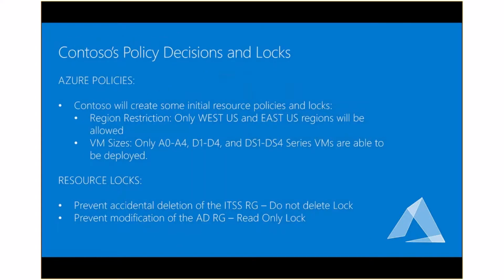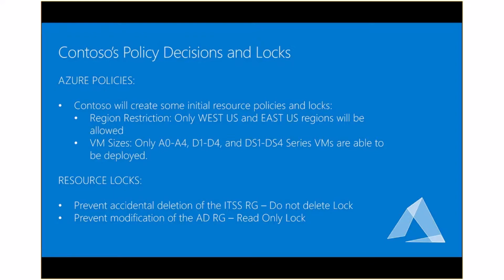So Contoso has made some decisions on their policies and on using resource locks. Initially, the resource policies will be region restriction; they'll only use West US and East US, and VM sizes, just to keep people from over-provisioning and getting a little crazy. And then the resource locks are really important. They can prevent accidental deletion with the do-not-delete lock. For any important resource group, we've seen with customers that something got deleted by somebody else, and that's definitely not a situation you want to be in. A further restrictive lock is the read-only lock, which we would apply to the Active Directory resource group, where no modifications can be made at all. It's read-only for everybody. With the do-not-delete lock, you can still modify, but you cannot delete, which is very important.